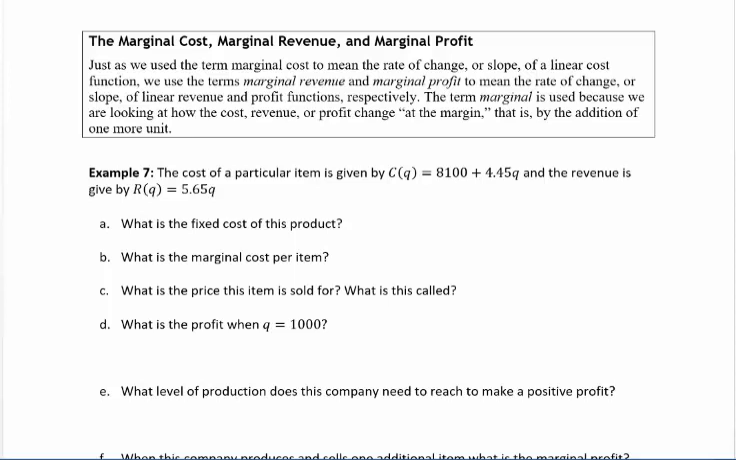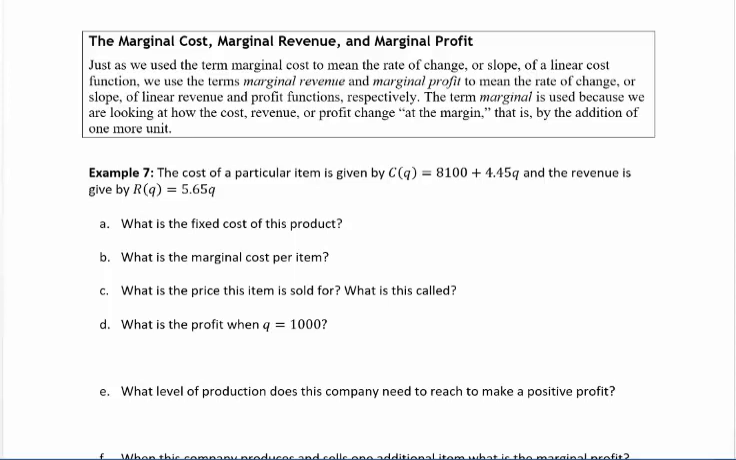So for cost, we're talking about what would be the cost of manufacturing one additional item. For revenue, what is the additional revenue we get from selling one additional item? And profit, the marginal profit, is what is the additional profit we would make from making and selling one additional item. Fortunately, because of the things we've been looking at, we've been considering the linear cases. And with linear cases, we know that the slope tells us how much a function will change in the dependent direction for every 1 unit we move in the independent direction.